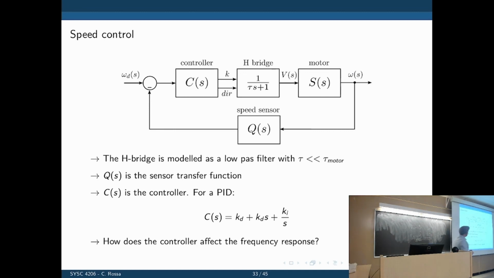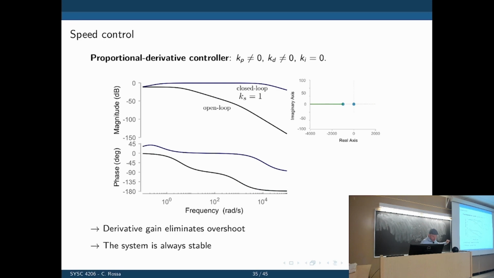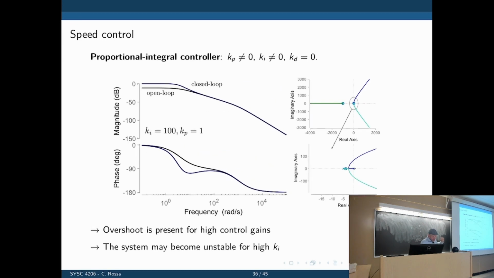We could do speed control, which is less relevant for us. Just the output is now the speed. Let's look at the proportional integral controller for speed. We see no big difference in the closed and open loop characteristics, but let's look at the root locus. What's the problem with a PI controller for speed control? Overshoot, first of all, and most critically, instability. For very high gains, the system may go unstable. So this is not the case for torque control, but it is the case for speed control.